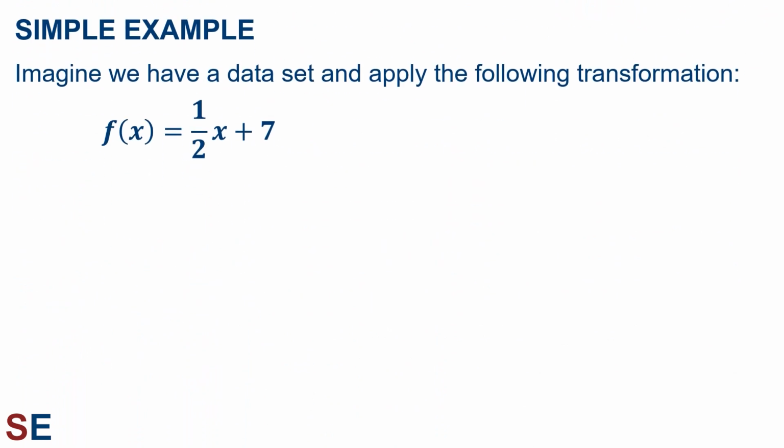For our simple example of a valid data transformation, imagine we have a data set and apply the following transformation. f of x equals 1/2 of x plus 7. If x is 30, this would be f of x equals 1/2 of 30 plus 7, which would be 22. The transformation would transform a value of 30 in the original dataset into 22 in the new transformed dataset.